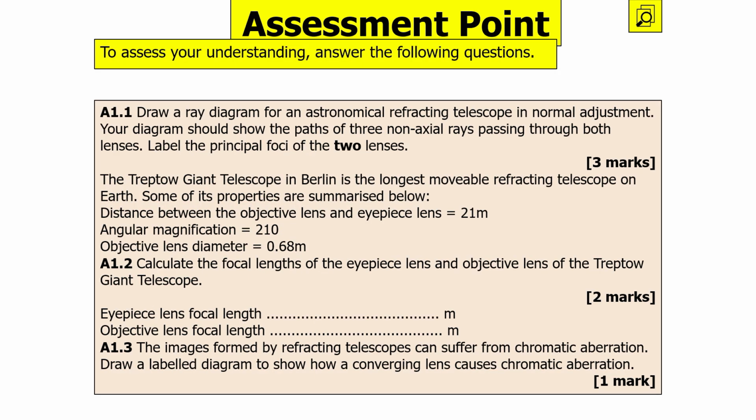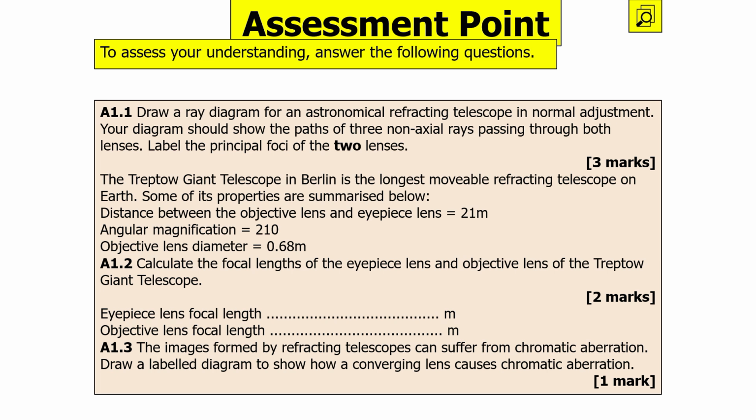Now the next question says, draw a ray diagram for an astronomical refracting telescope in normal adjustment. Your diagram should show the paths of 3 non-axial rays passing through both lenses. Label the principal foci of the 2 lenses. Then the Treptow Giant Telescope in Berlin is one of the longest movable refracting telescopes on Earth. Some of the properties are summarized below. Then calculate the focal length of the eyepiece lens and the objective lens of the Treptow Giant Telescope.